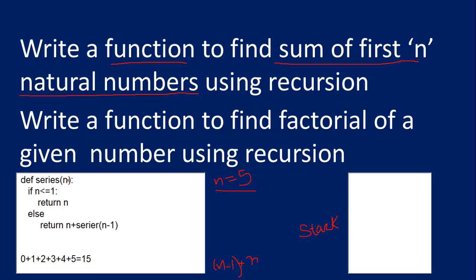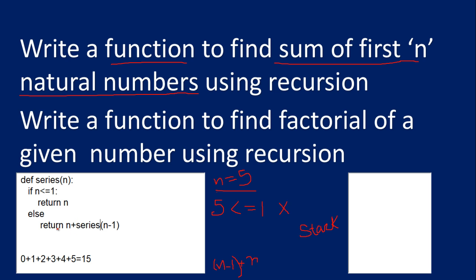When it comes down, it checks whether the value of n is less than or equal to 1. Is 5 less than or equal to 1? The answer is no, 5 is not less than or equal to 1. Then what will happen? It will move to this point. Over here it is written n plus series n minus 1. Okay, over there it is written as series n minus 1.